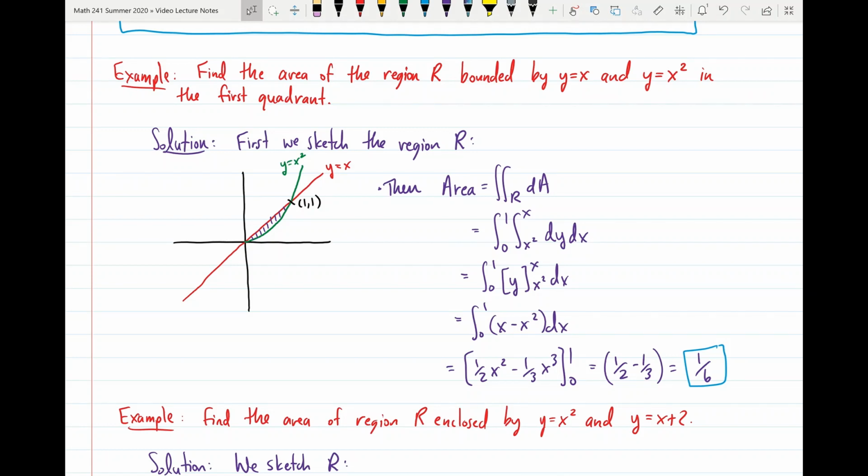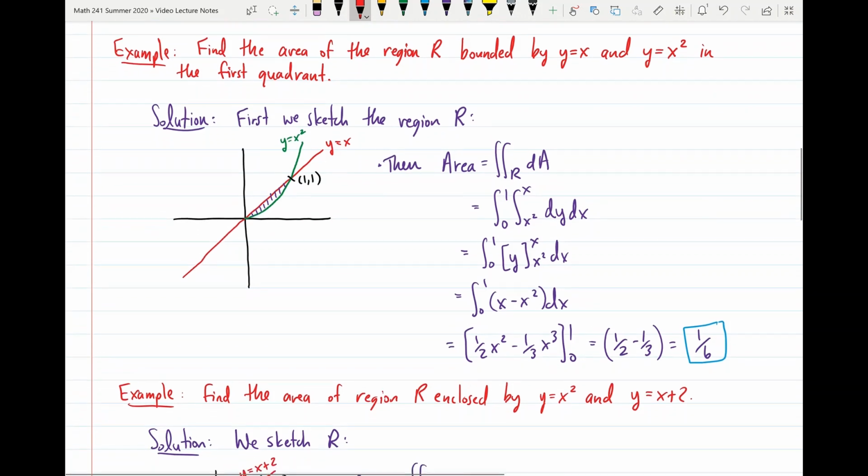We have our line y equals x in red and the parabola y equals x squared in green. Those two curves in the plane will intersect at the point (1, 1). And you can see that I have the region we're interested in colored in with purple.